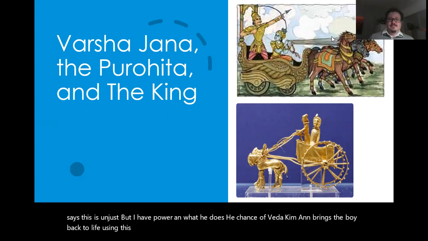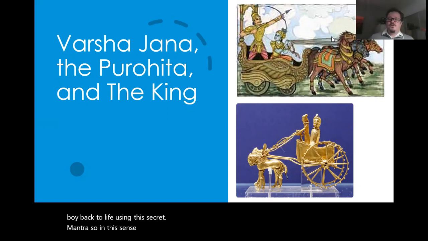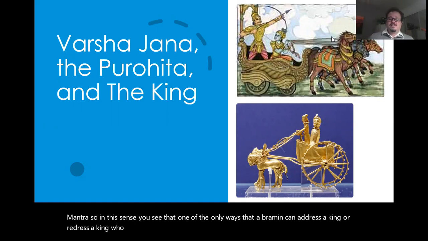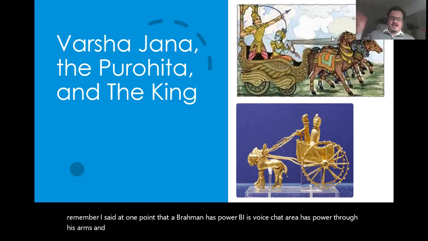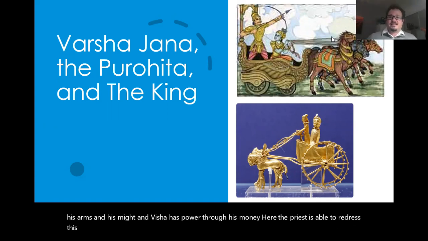So in this sense, you see that one of the only ways that a Brahmin can address a king or redress a king who is harming him is to use his magical power, the power of his voice. Do you remember I said at one point that a Brahmin has power by his voice, a Kshatriya has power through his arms and his might, and a Vaishya has power through his money? Well, here the priest is able to redress this murder charge by bringing the boy back to life using his own magical powers.